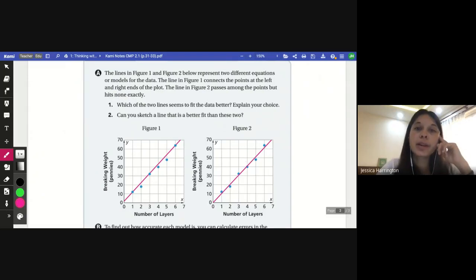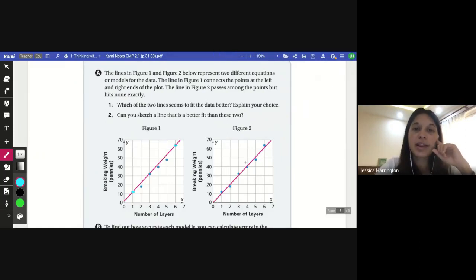The line in figure 1 connects the points at the left end and the right end of the plots. So what this person did was they said, I'm just going to take this first dot here, make it blue so it's the same color. I'm going to find my first dot, then find my second dot, put my ruler so it touches both of those, and then just connect them. That's how they got that line. Then for figure 2, they said it passes among the points but hits none exactly. So they kind of did what I did and was like, I'm going to draw a line that kind of goes in the middle of the points. Some are above, some are below, right? So that's what this line did.